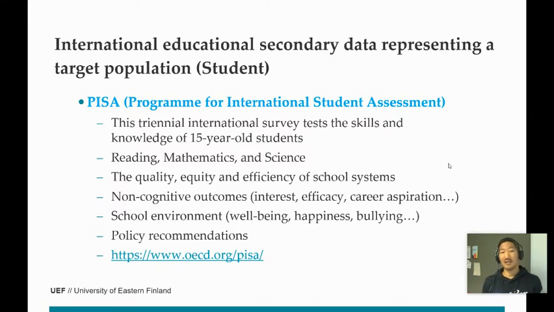So if you are interested in these kinds of topics, you can use the PISA data. I think these days, more than 70 countries participate in it. So there is a large possibility to conduct research as an individual researcher if you use this one.